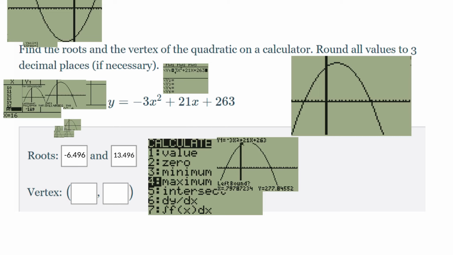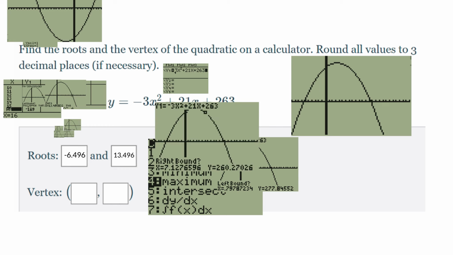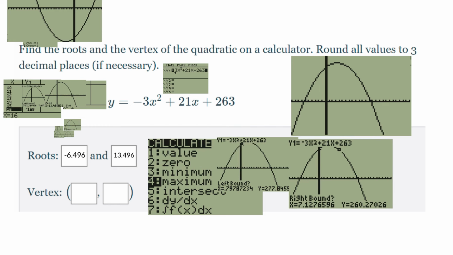So left bound, enter. Right bound. Enter. And then it's going to ask me to guess. Just hit enter at that highest point.